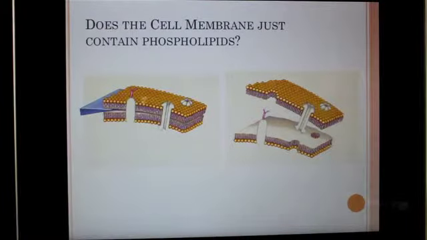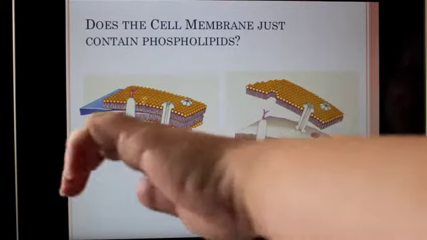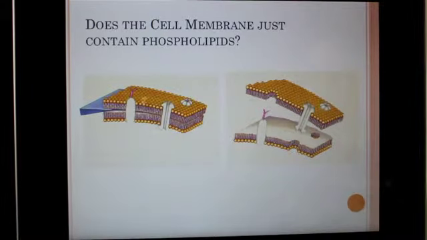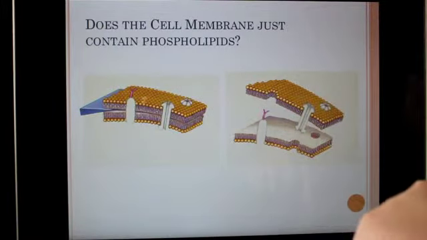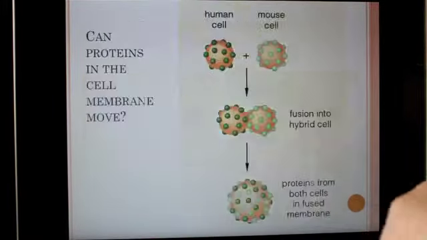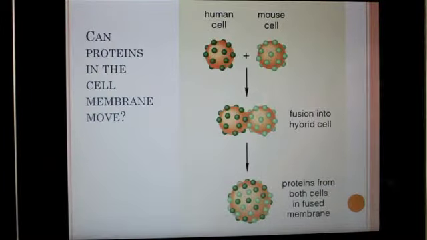Now, one question that cell biologists asked and finally got the tools to figure out was, does the cell membrane just contain phospholipids? And they figured out a way of freezing cells and then using very delicate tools to split open the phospholipid bilayer. And they found that no, there are big proteins in here and there's holes where proteins went. So it's more than just phospholipids. It's actually more of a mosaic.